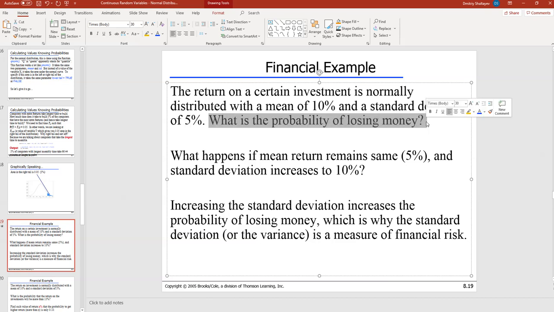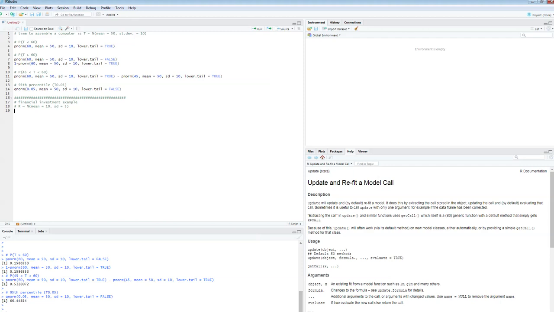What does that mean, lose money? If your return is 0, that means that you didn't gain anything and you didn't lose anything, right? But if your return gets negative, that means that you're losing money, okay? So therefore, what I'm looking for really is, if you can imagine the normal distribution with the peak at 10, standard deviation of 5, and everything below 0, that's loss, right? So if my return on investment is 0 or less, that means that I'm losing money.